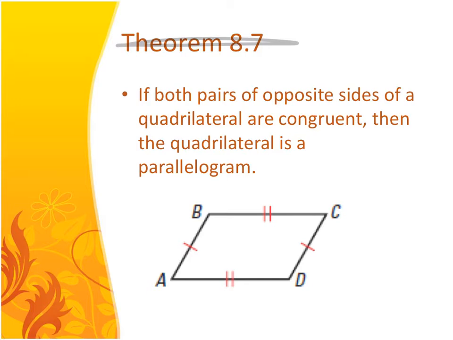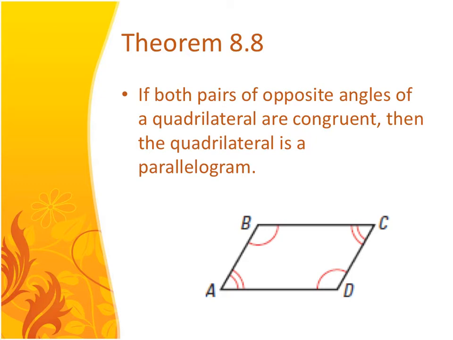Yesterday we saw that it started out with, if a quadrilateral is a parallelogram, then both pairs of opposite sides of a quadrilateral are congruent. Now they flipped it and told us that if both pairs of opposite sides of a quadrilateral are congruent, then the quadrilateral is a parallelogram. Notice they have the congruency marks on both pairs of opposite sides. So this is the first way to prove that a quadrilateral is a parallelogram. We're going to go through 5.